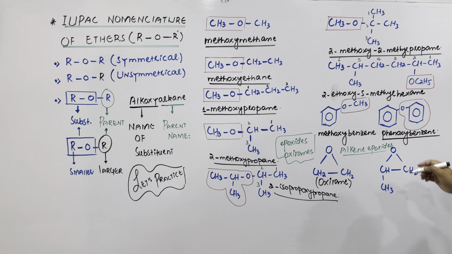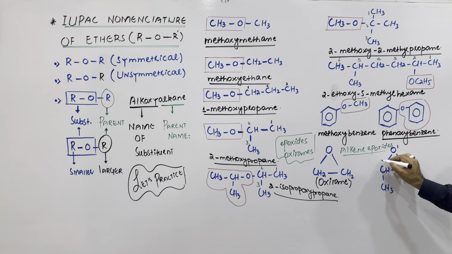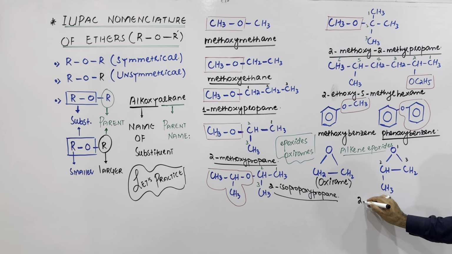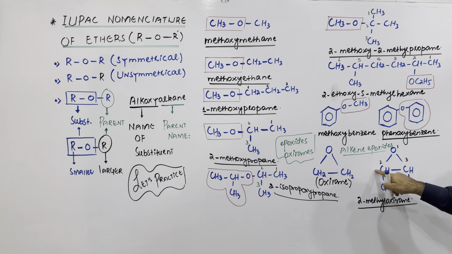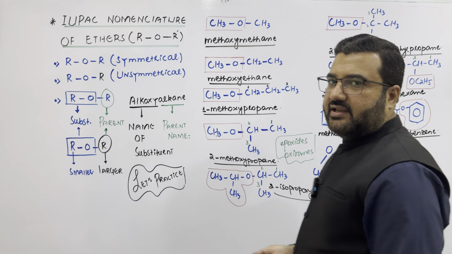And my dear students, in the ring of this cyclic ether, the corner having oxygen, that is numbered as 1. And now the carbon having the substituent should get the lowest possible number. So it will be numbered as 2, and that will be numbered as the 3. So its name should be 2-methyl oxirane. It will be 2-methyl oxirane. And if you will remove one hydrogen from this carbon and you will attach a methyl group, it will be 2,3-dimethyl oxirane. So in this way, you can name any ringed ether.